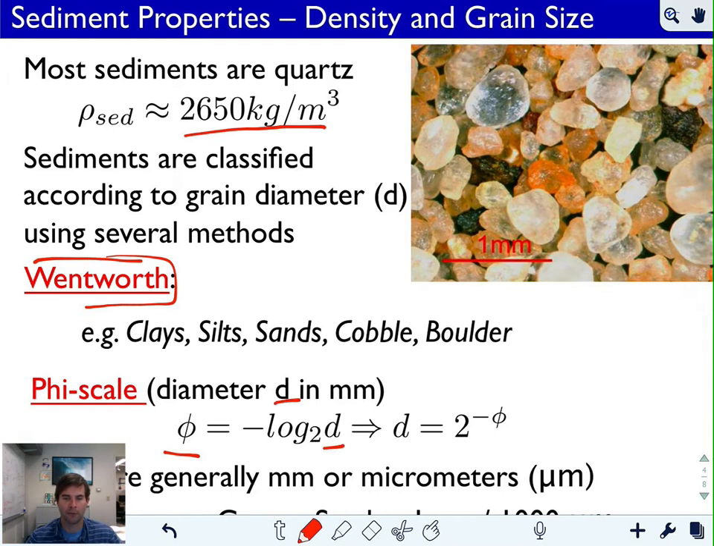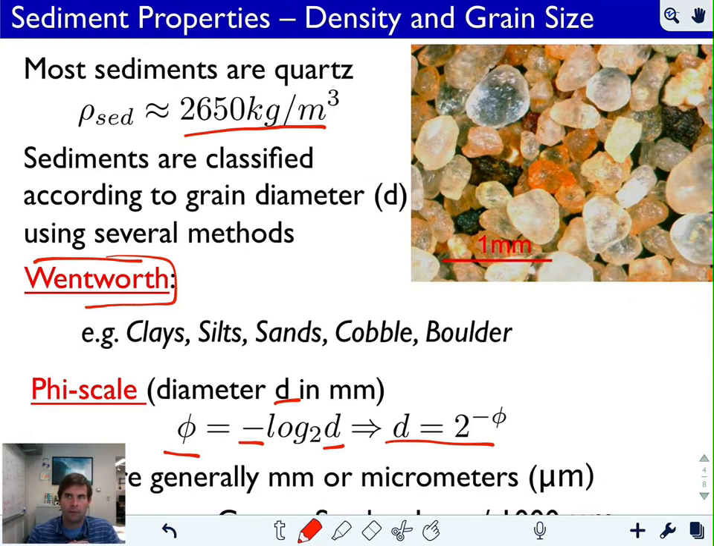The other is the phi scale, and it's related to the diameter d. It's the log base 2 of the diameter, where the diameter is expressed in millimeters. It's also negative, such that the phi scale gets more negative as the diameter gets larger. We can also express the diameter in terms of phi here. It's 2 to the minus phi.